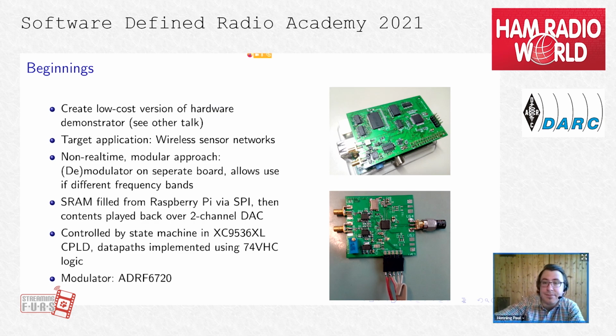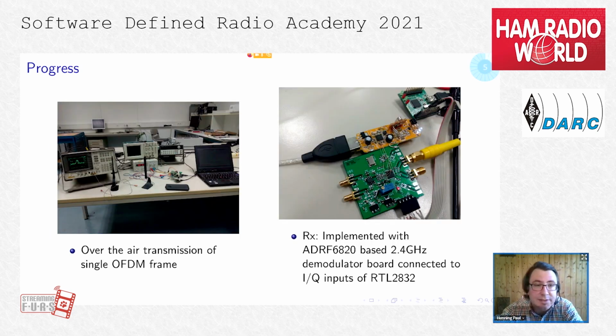And I actually managed to transmit some signals over the setup. For instance, here on the left, you see our lab, and you see the spectrum analyzer to the left, which shows the received spectrum of an OFDM frame that I transmitted using the setup, with the Raspberry Pi based baseband board and then the external modulator board.